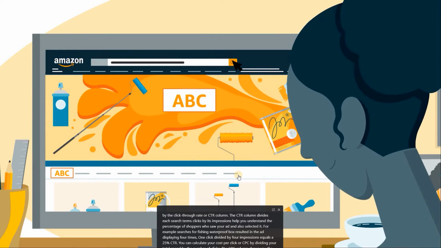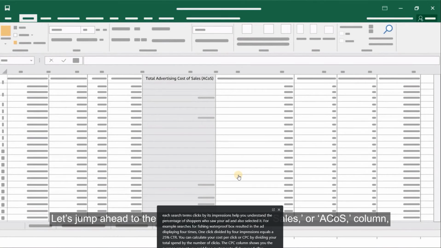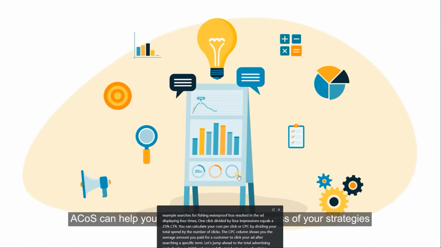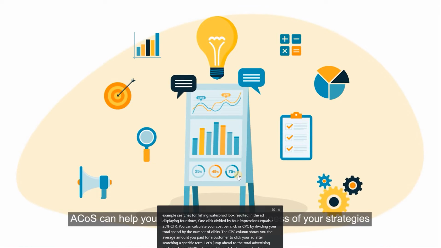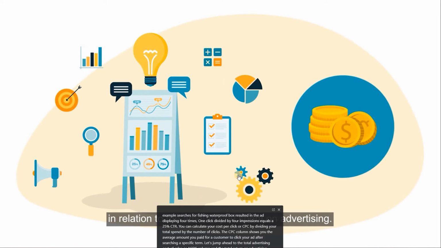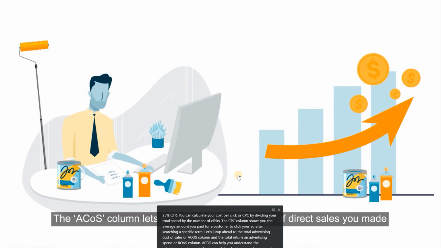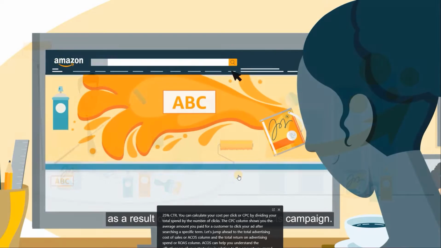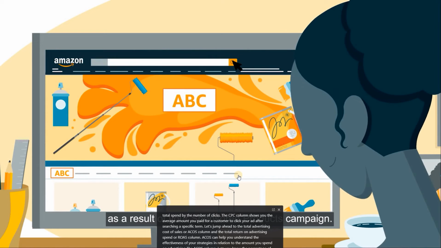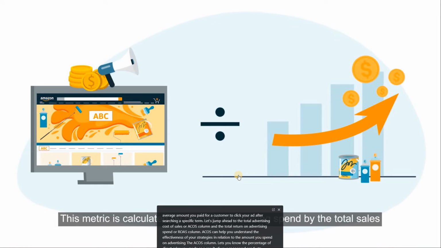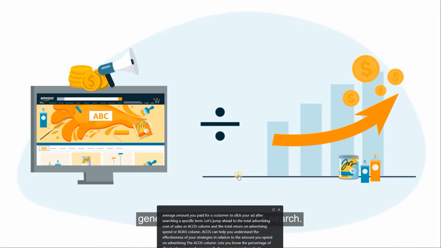Let's jump ahead to the Total Advertising Cost of Sales, or ACOS column, and the Total Return on Advertising Spend, or ROAS column. ACOS can help you understand the effectiveness of your strategies in relation to the amount you spend on advertising. The ACOS column lets you know the percentage of direct sales you made as a result of your sponsored products campaign. This metric is calculated by dividing advertising spend by the total sales generated by the customer's search.